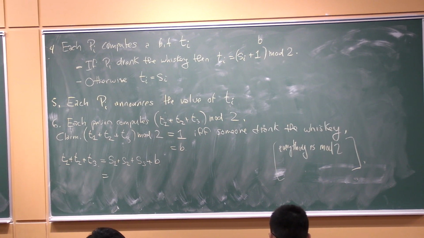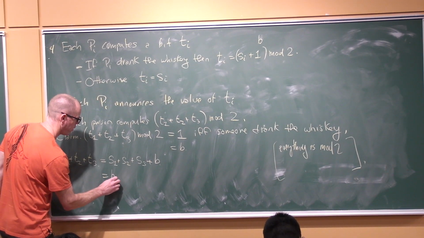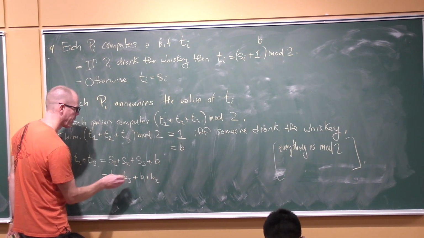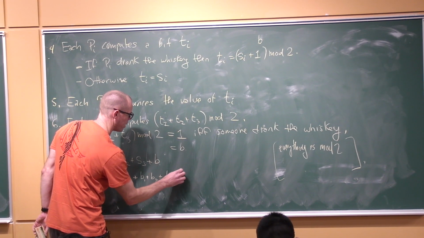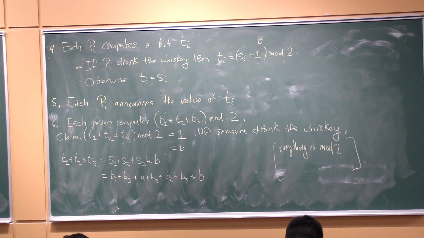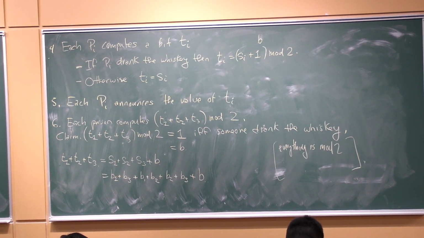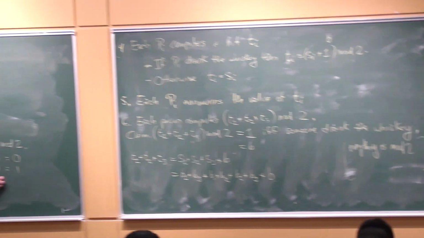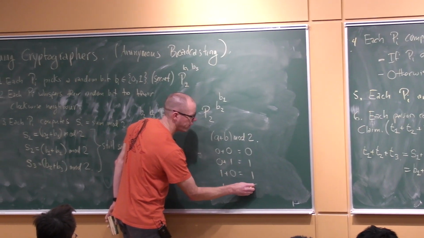But that S1 we saw is B1 plus B3. S2 is B1 plus B2. S3 is B2 plus B3. And then there's still this plus B. And now we should notice that A plus B, where these are bits, mod 2, what does that function look like? Well, if I put in 0 plus 0, I get 0. If I put in 0 plus 1, I get 1. If I put in 1 plus 0, I get 1. And if I put in 1 plus 1, I get 0.